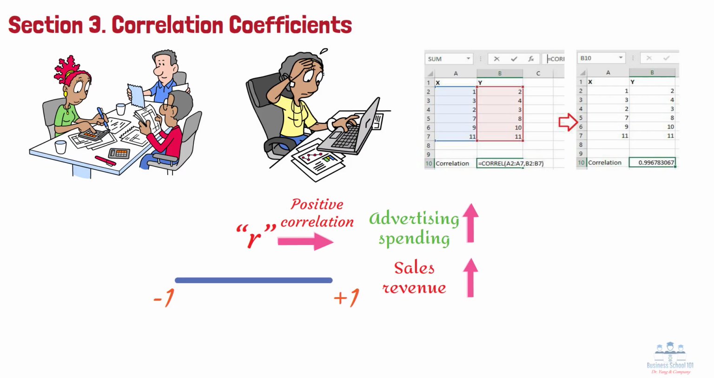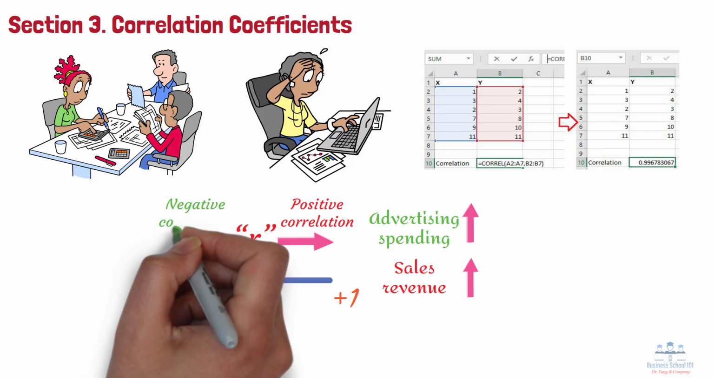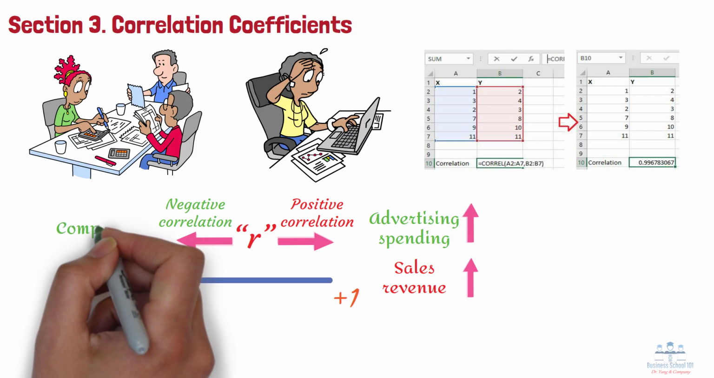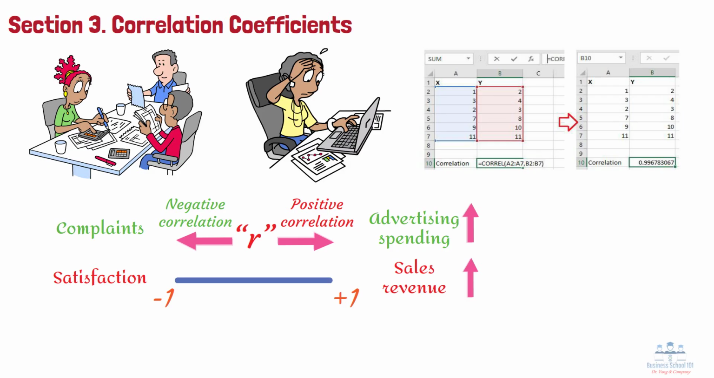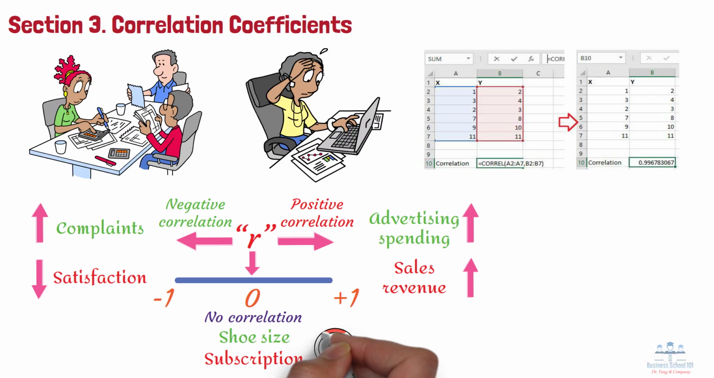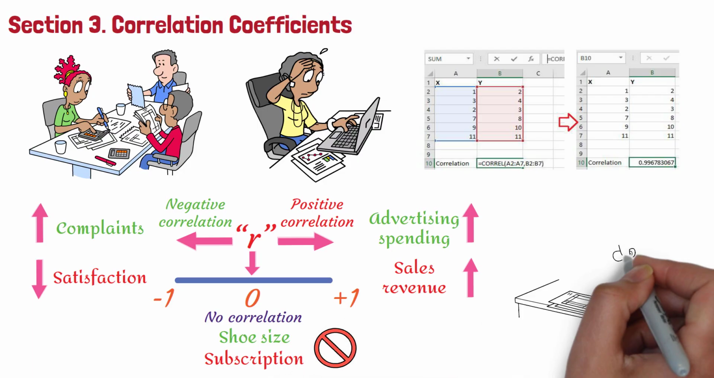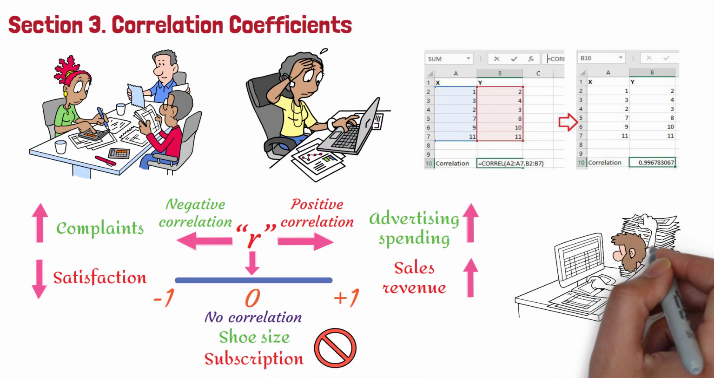A value close to -1 indicates a strong negative correlation. Imagine a company's customer complaints compared to customer satisfaction scores. As complaints increase, satisfaction typically goes down. If the correlation coefficient is around 0, it means there's no meaningful relationship between the variables. For instance, you might find no correlation between a customer's shoe size and their likelihood to purchase a premium subscription. Nowadays, most spreadsheet tools can calculate these for you, no manual math required.